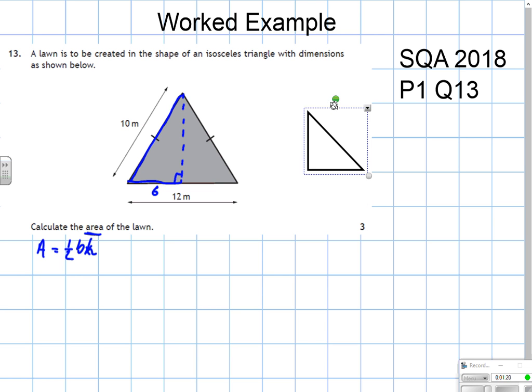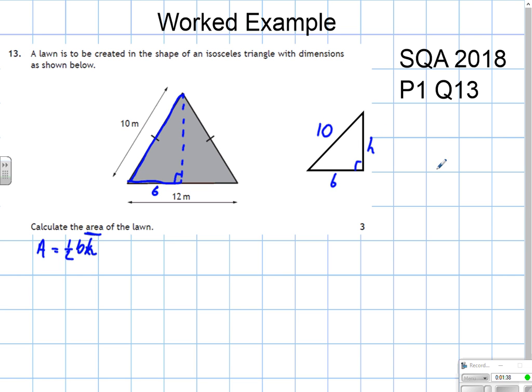which looks like this. There's my height of the triangle. That distance is 6 and that distance is 10. So in order to work out the area of the triangle, I need to work out this value of h.